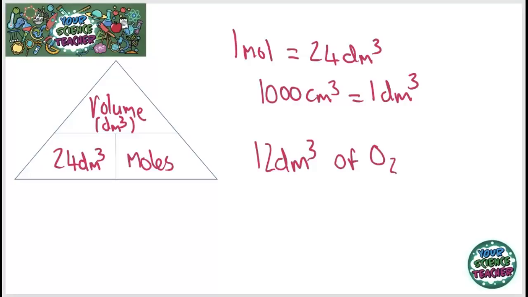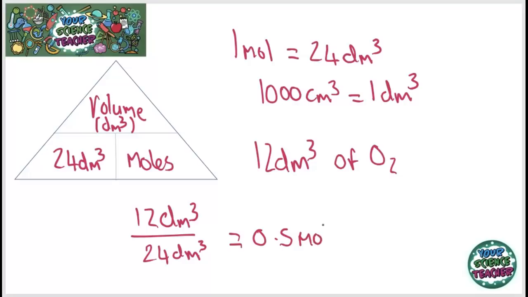You'd do 12 divided by 24, and in fact you would have 0.5 moles of oxygen. But what's important to remember is that 1 mole of gas always occupies 24 decimeters cubed. So if that was 12 decimeters cubed of methane, for example, that would still just be 0.5 moles.